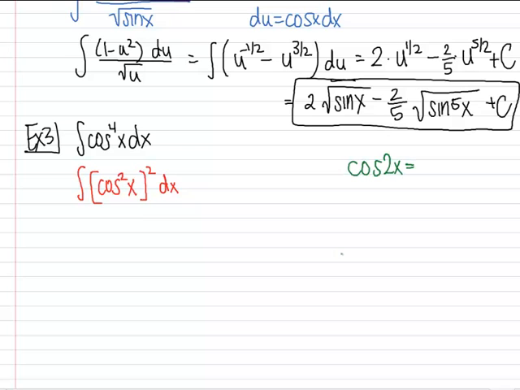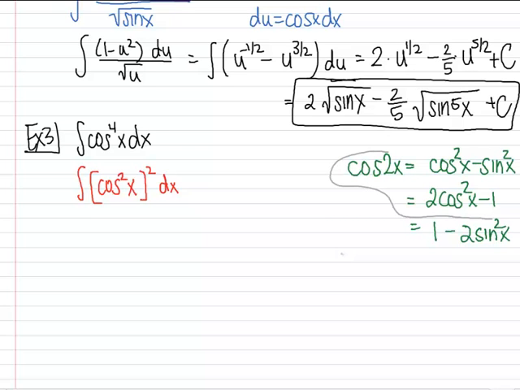Cosine of 2x equals, remember, this is cosine squared minus sine squared. And then instead we think of this as 2 cosine squared x minus 1. There's also the 1 minus 2 sine squared x, but that's not the one we're going to use today. We're going to use this one. So if you solve for cosine squared x, we get 1 plus cosine 2x all over 2. This is called the power reducing formula.